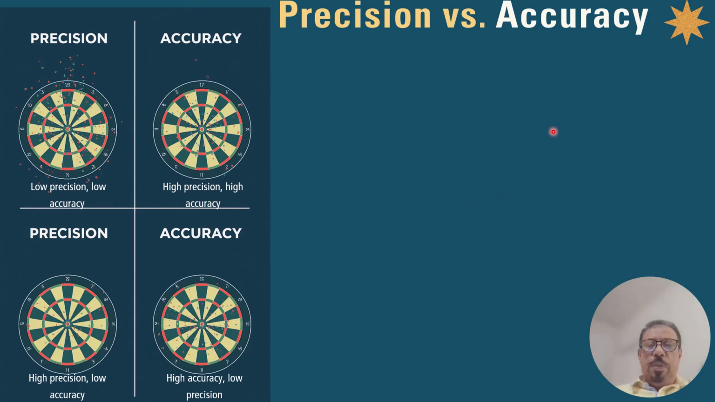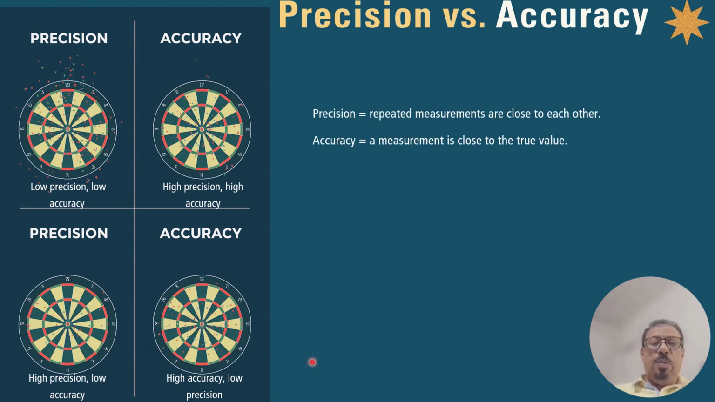Before we start talking about the significant figures rules, I would like to introduce the definitions of precise and accurate. Precision: repeated measurements are close to each other. Accuracy: a measurement is close to the true value. It could be precise but not accurate.